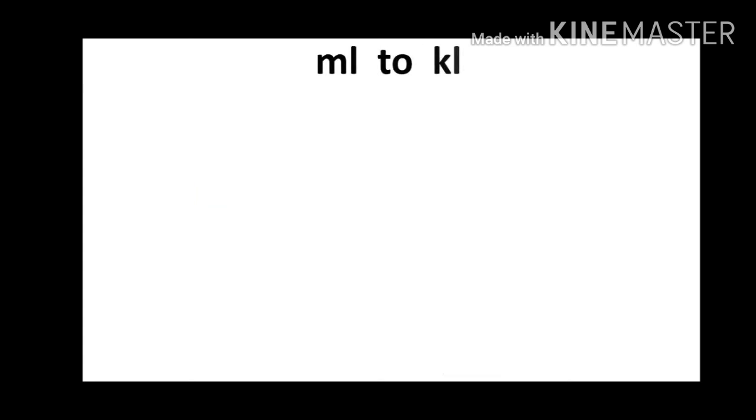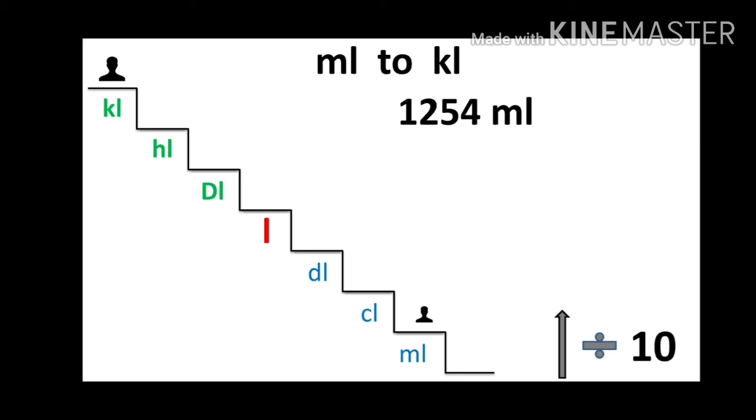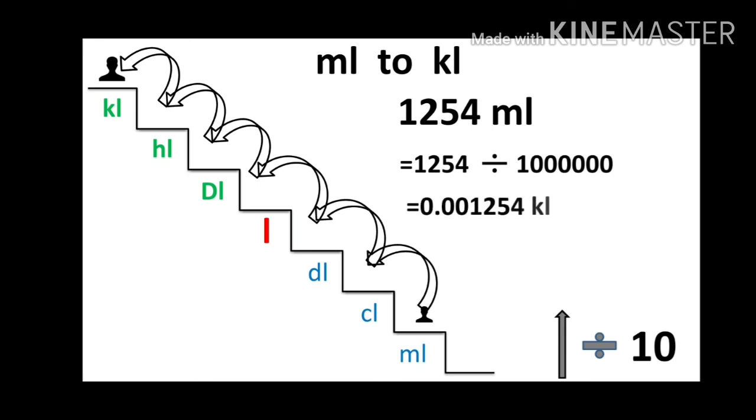The next one is milliliter to kiloliter. Let us take 1254 milliliter. From that we have to convert to kiloliters. So we have to go up, we have to divide. Let's see how many steps we are going up. 1, 2, 3, 4, 5, 6. So 1 with 6 zeros we can take. So the answer will become 0.001254. As we know, whenever we are dividing, the decimal point moves towards the left side. Here already 4 places are there, but we need 6 places. So we'll put 2 more zeros on the left side and put the point.